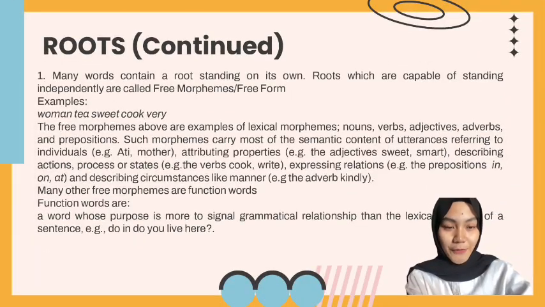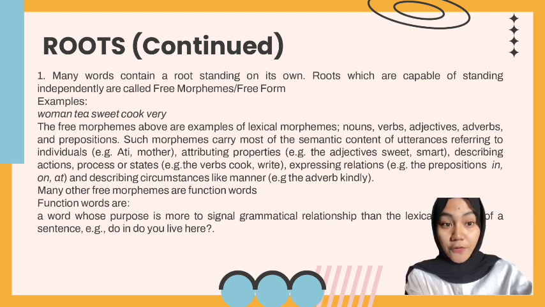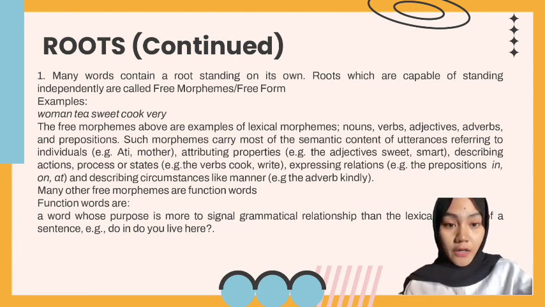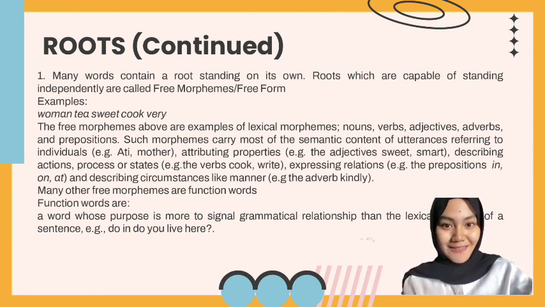Okay, next, roots continue. Number 1: many words contain a root standing on its own. Roots which are capable of standing independently are called free morphemes or free forms. Examples: woman, tea, sweet, cook, and favorite. The free morphemes above are examples of lexical morphemes: nouns, verbs, adjectives, adverbs, and prepositions.